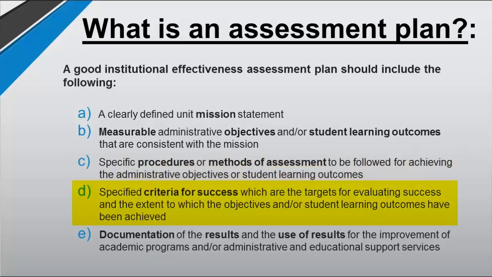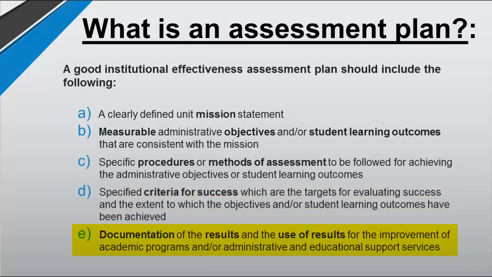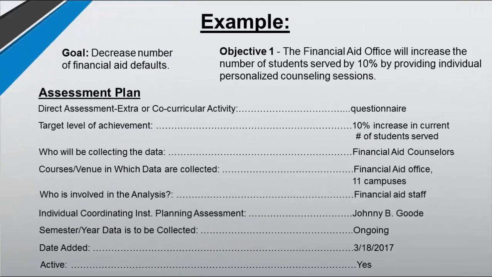D, specified criteria for success, which are the targets for evaluating success and the extent to which the objectives and/or student learning outcomes have been achieved. And E, documentation of the results and the use of results for the improvement of academic programs and/or administrative and educational support services. To demonstrate how this information would apply to ACC, please consider the following example.